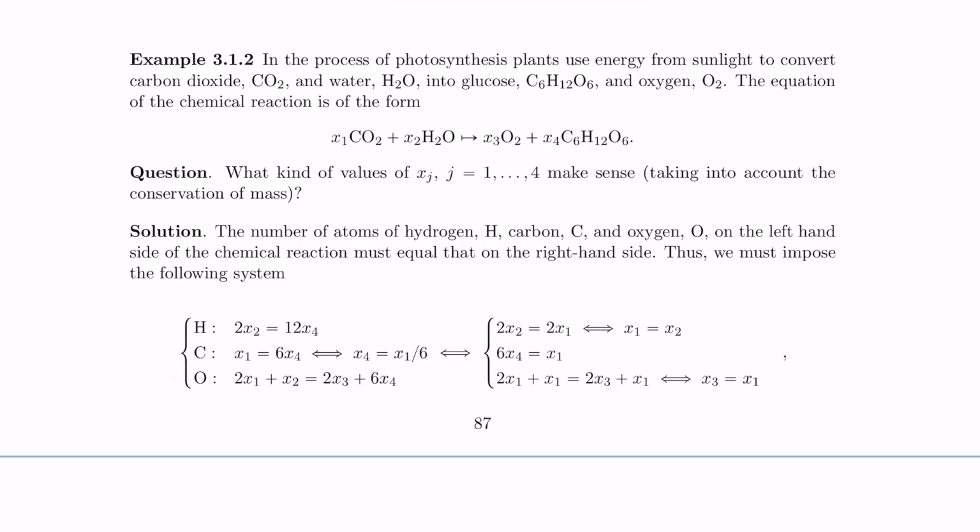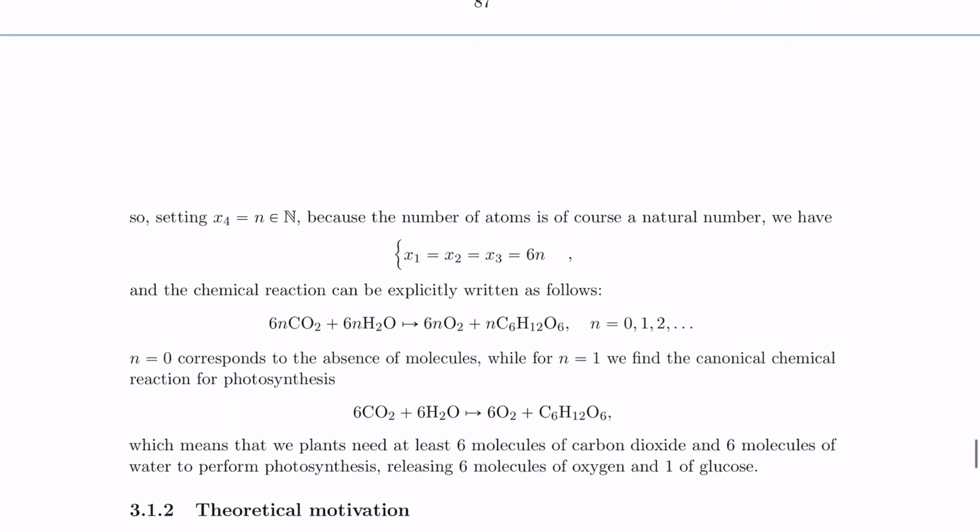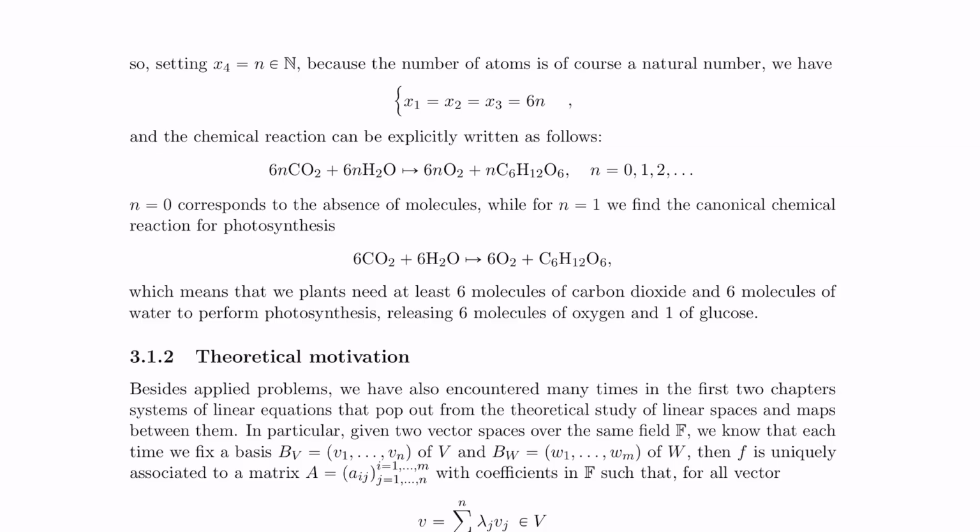Finally, for the oxygen, we have 2 times x1 plus x2 equals 2 times x3 plus 6 times x4. As you can see, the linear system that we obtain is very easy to solve, and the solution is that x1, x2 and x3 are all equal to 6x4. Of course, x4 must be a natural number, so we impose that x4 is n. By using these values, we obtain this chemical reaction for photosynthesis, where n is a natural number.